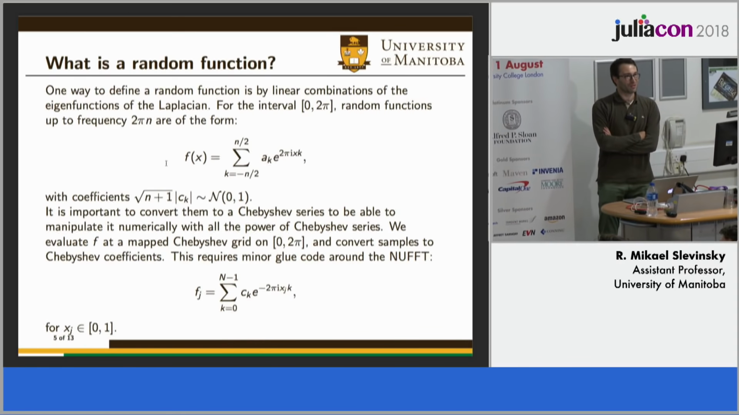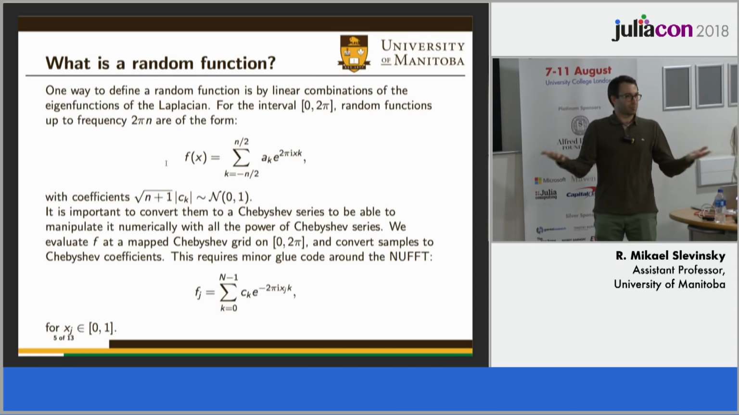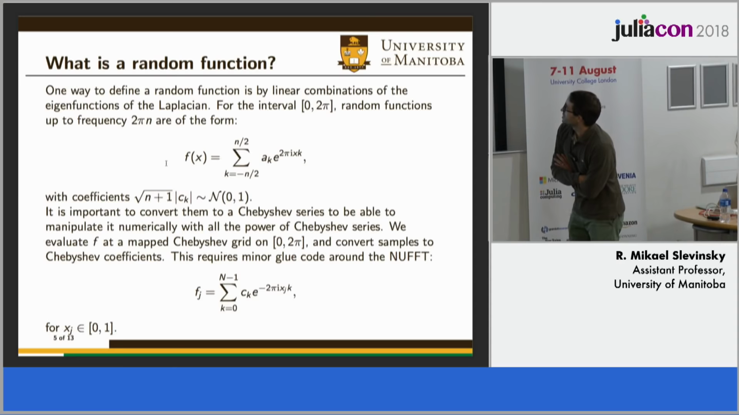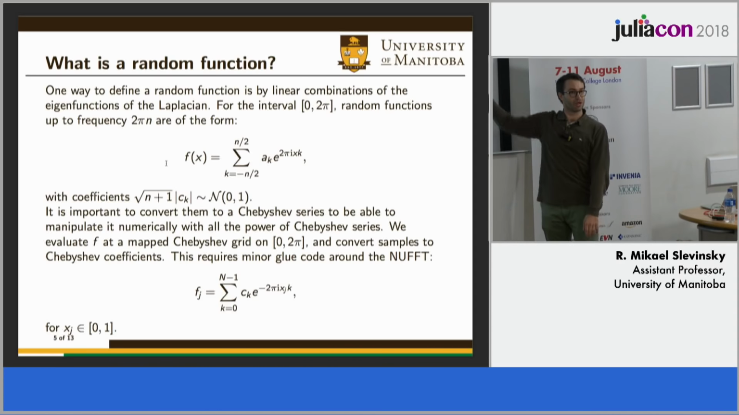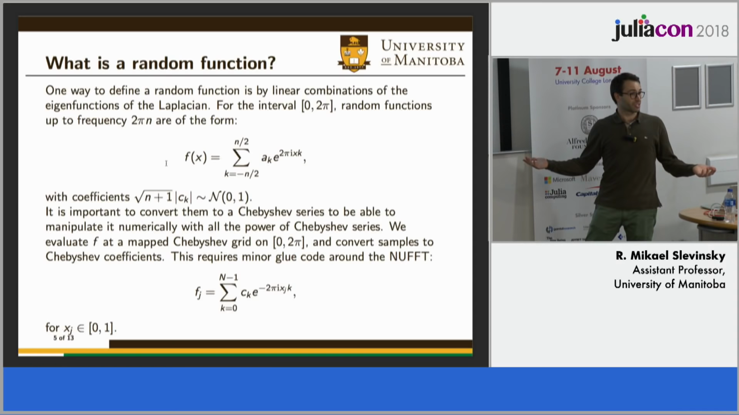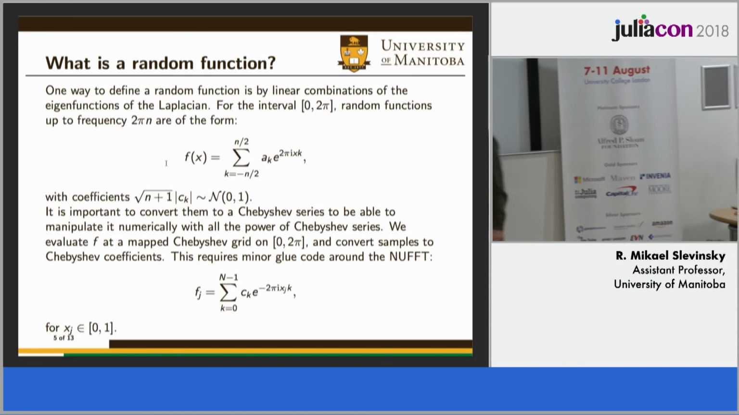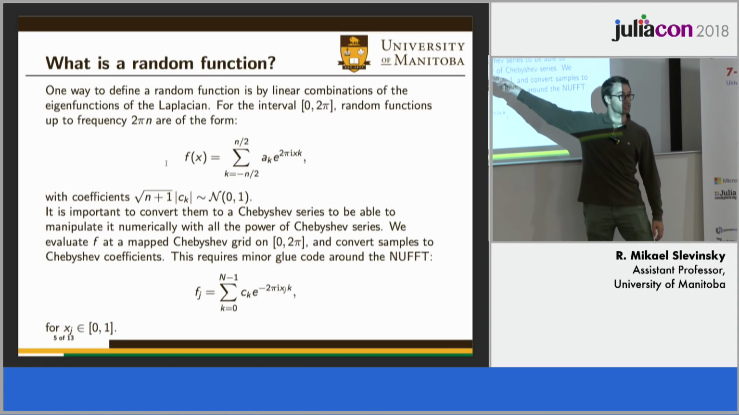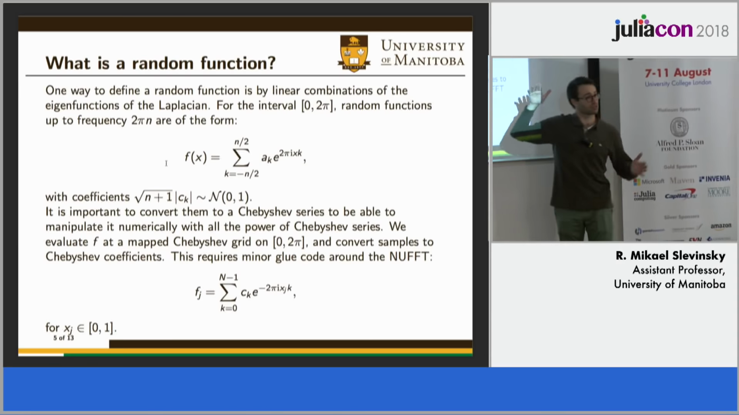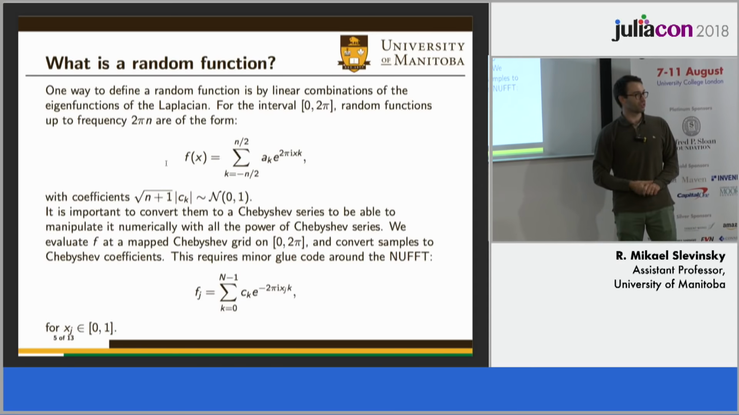Okay, so what is a random function? One way that you could define a random function is the Paley-Wiener series. It's basically you just take linear combinations of the eigenfunctions of the Laplacian on the domain. So let's just take the interval 0 to 2 pi, and then our eigenfunctions are just going to be complex exponentials. And now we just take the coefficients, oh sorry, this should be an a_k, to be normally distributed with mean 0 and variance 1, and then some scaling which depends on the size. And here this n is a frequency or wave number limit to our random function. And what it will do is it will look uniformly bumpy.